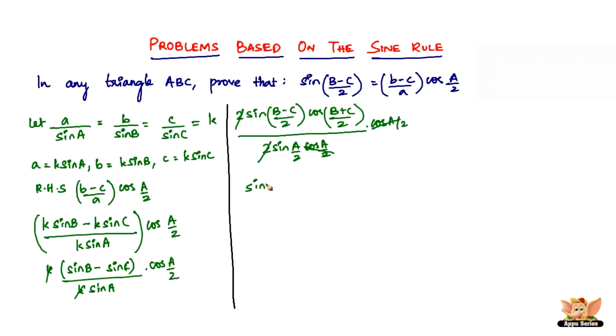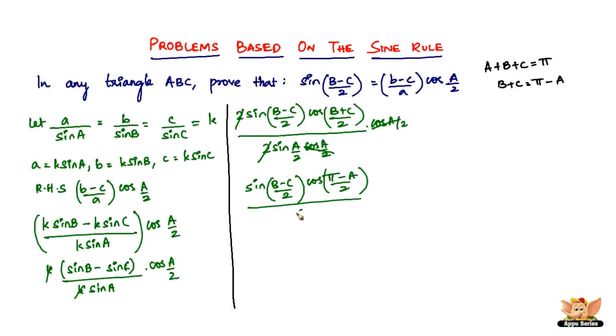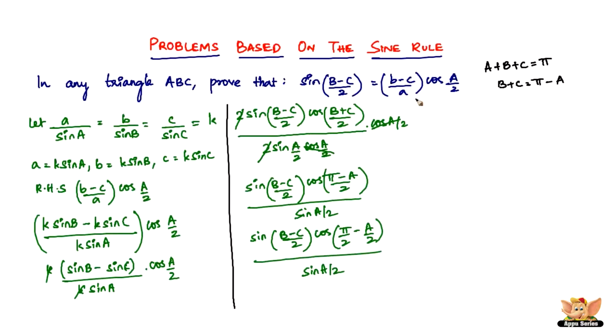So we've got sine of (B minus C) by 2 times cos of (B plus C) by 2. Now, B plus C can be written as follows. The three angles of a triangle, A plus B plus C equals pi, so B plus C can be written as pi minus A. So in the place of B plus C, I'm going to write (pi minus A) divided by 2, divided by sine of A by 2. But the whole (pi minus A) divided by 2 is not going to help us. So we need to keep that sine of (B minus C) by 2 as it is, and then write cos of (pi by 2 minus A by 2), the whole divided by sine of A by 2.